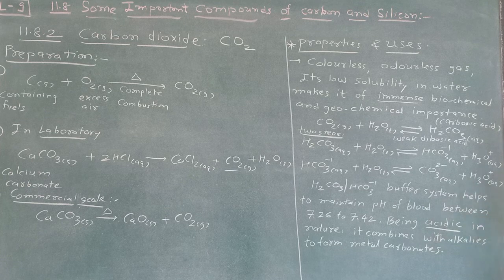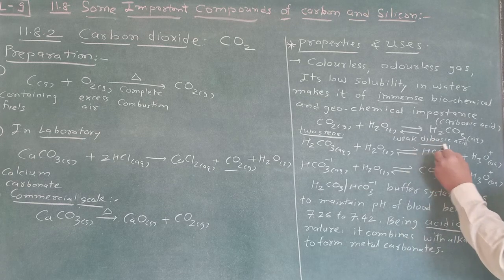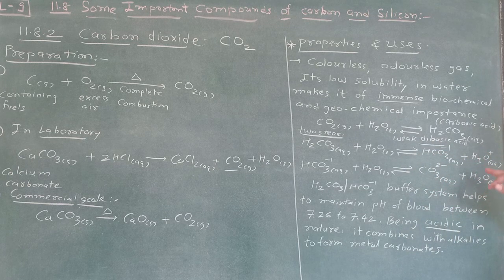So here it is a dibasic acid. Remember, it is a dibasic acid, because 2 moles of H3O plus are released, that's why it is considered a dibasic acid. H2SO4 is considered a dibasic acid. H3PO4 is considered a tribasic acid. HCl is considered a monobasic acid.